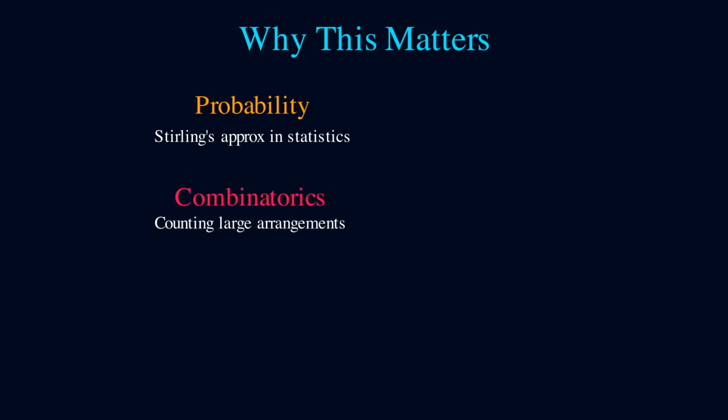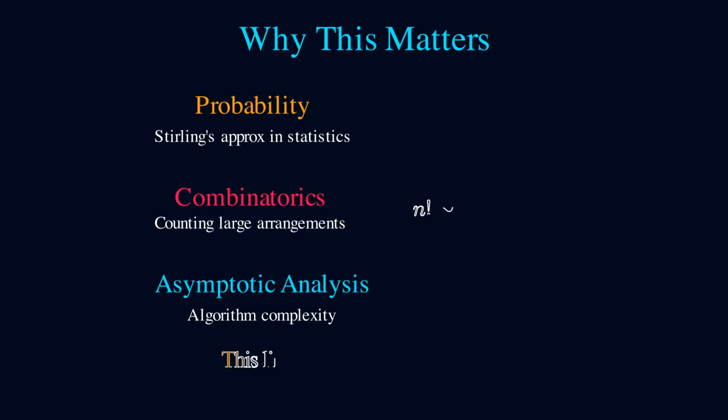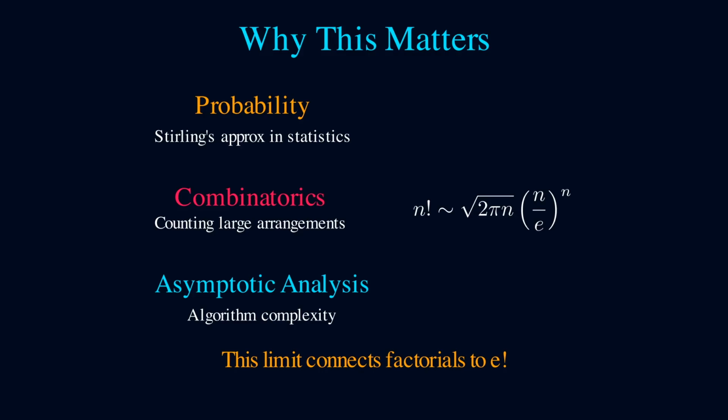Let's verify our answer by computing the expression for increasing values of n. For n equals 5, we get approximately 0.47. For n equals 50, we get 0.377. For n equals 500, we get 0.369. The values are clearly converging toward 1 over e, which is 0.368.